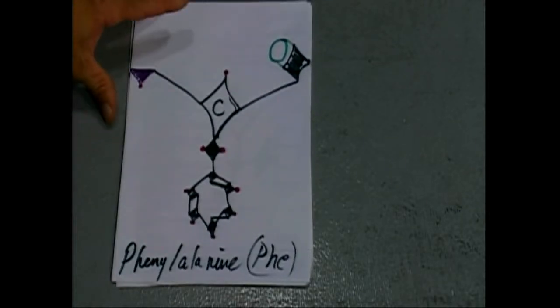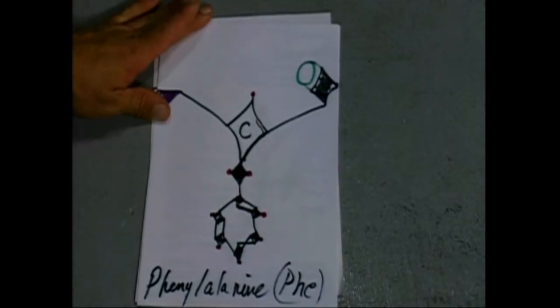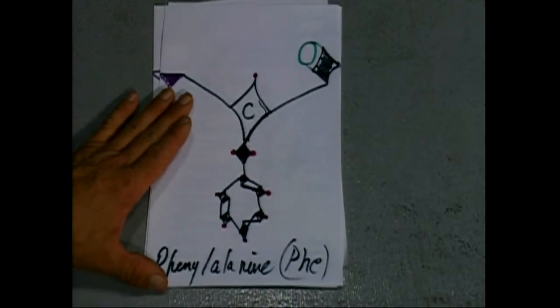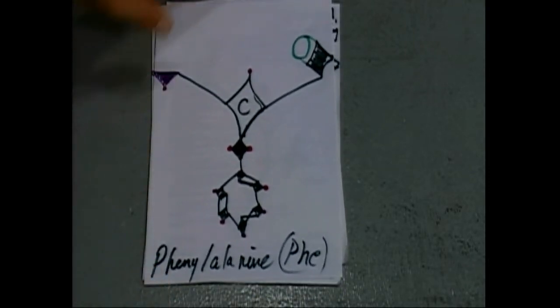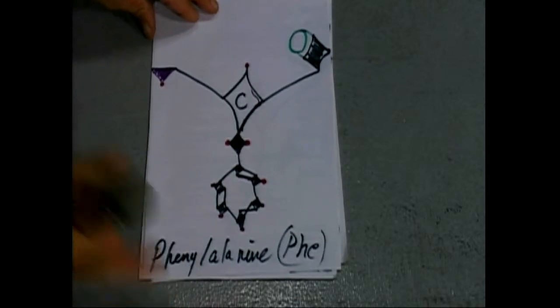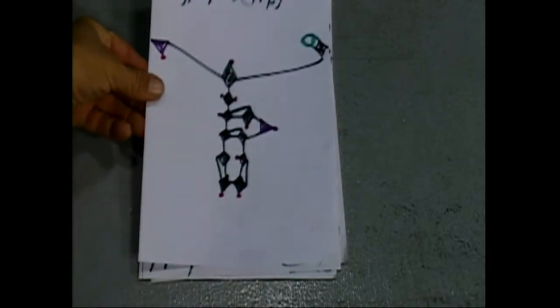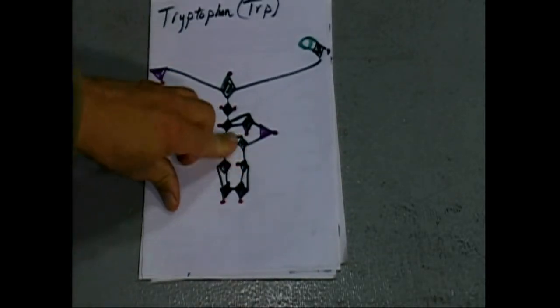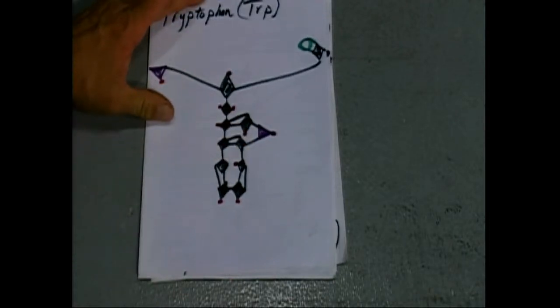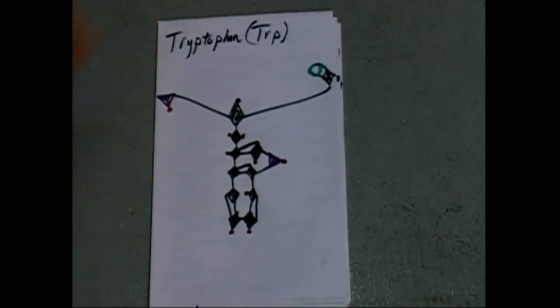So back to our amino acids here. Here is phenylalanine. Here is one with a ring, a double ring actually. It's got a carbonyl ring, tryptophan. And these are getting more complicated now, aren't they? Let's see if we can follow some kind of order here. Tryptophan.